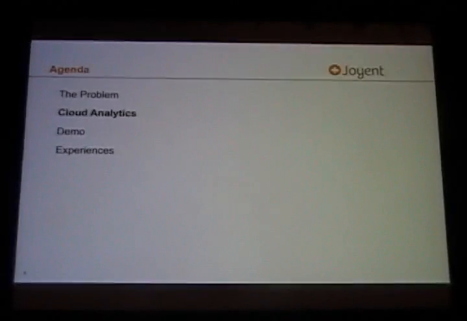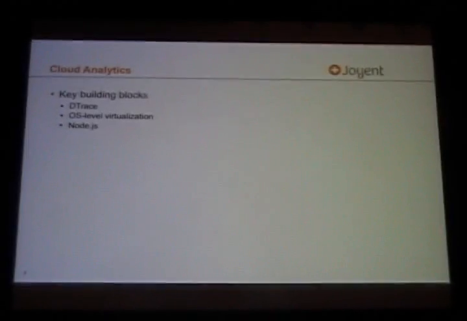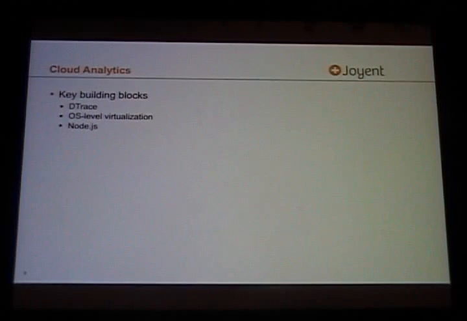And back to Dave. So Brendan's just explained the problem and where we want to go. We want heat maps that explain performance of software in the cloud. Then the question is, well, how do we go build such a system? And that's what I'm going to talk about next, and then we'll demo it. The first thing I want to start with are a couple of building blocks that have been enabling technologies for us. That's DTrace, OS-level virtualization, and Node.js.